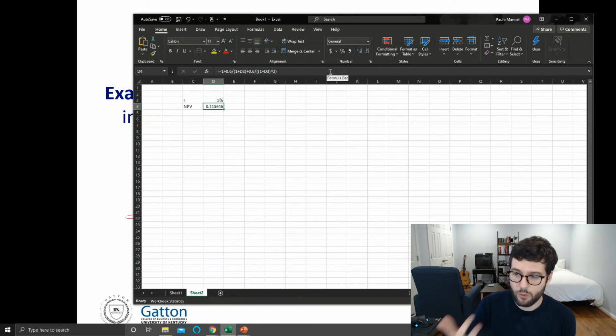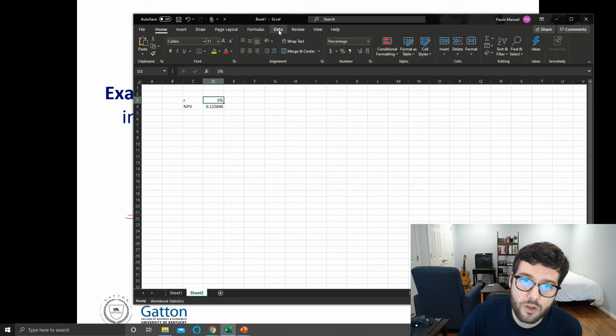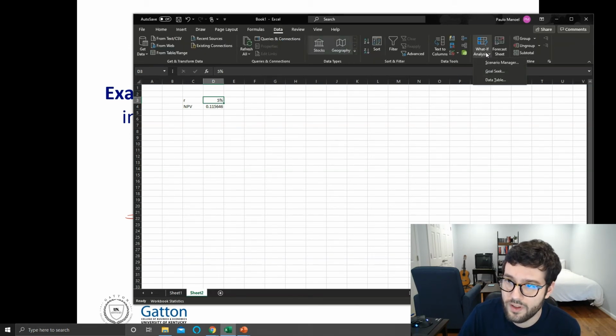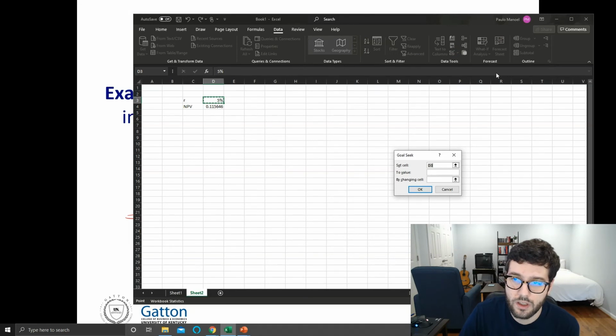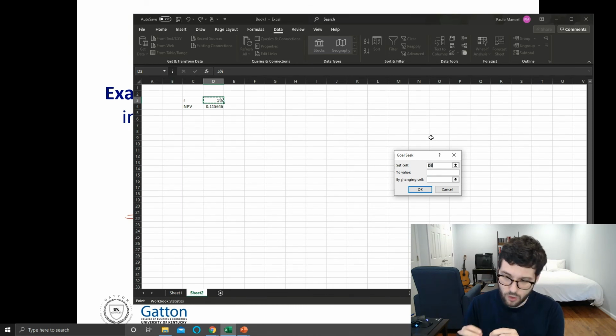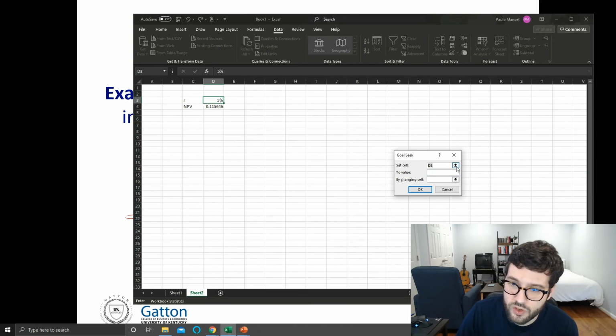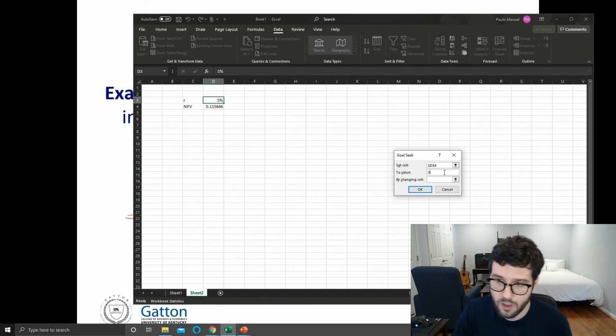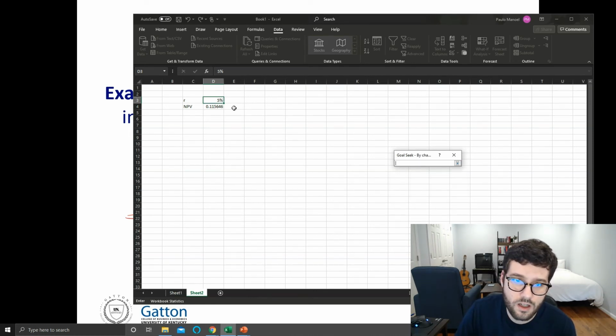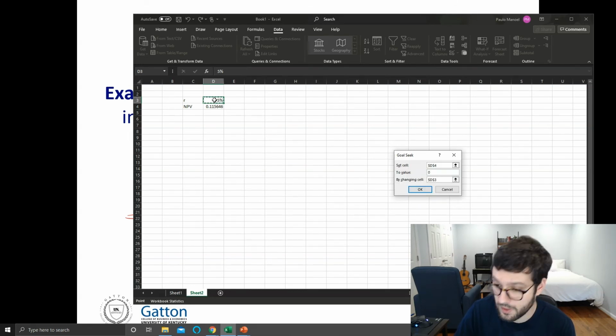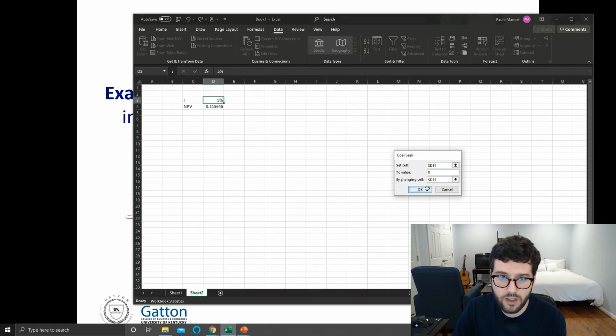So now we need to play around with the values of R in order to make the NPV go to 0. And Excel has a tool for that. So we can go to Data, What-If Analysis, Goal Seek. Goal Seek is a tool in Excel that sets the value of a given cell to a given number by changing another cell. So we want to set the cell NPV to the value of 0 by changing the cell R, which is the hypothetical discount rate. Now we click OK.